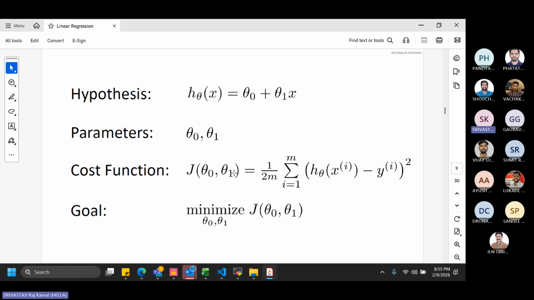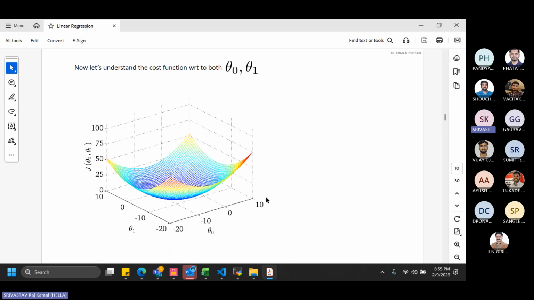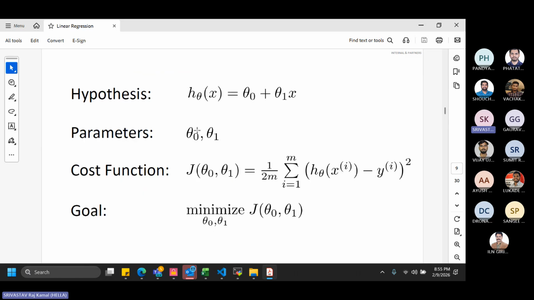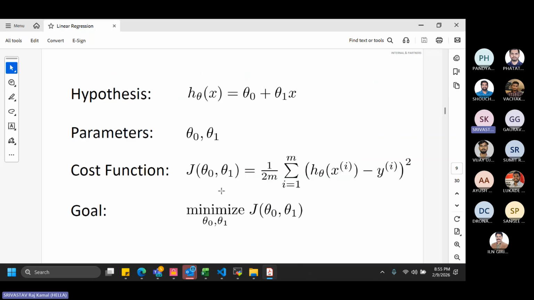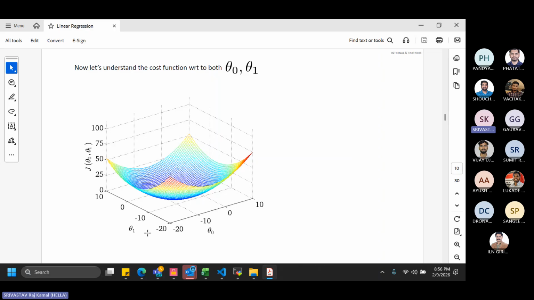But this is the ideal case. This is not how the thing works in practicality. Now consider the example I explained to you with keeping theta 0 equals to 0, assuming the line passes through 0. But this is not the case. This does not happen. So what happens if I have theta 0 and theta 1?